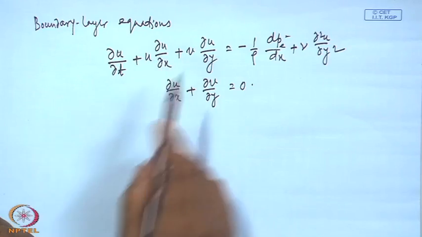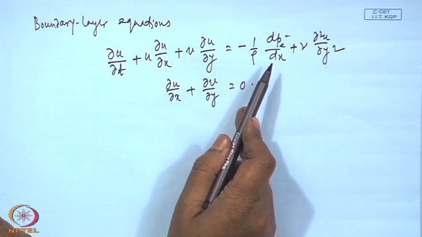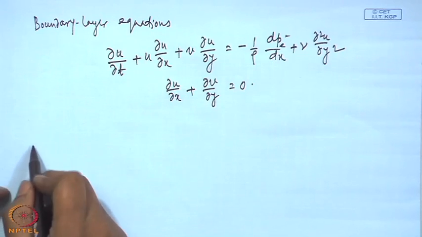The pressure here in this equation is taken as known from the solution of the outer inviscid flow. Now, let us see how that is. So, at the edge of the boundary layer, this equation is satisfied. Okay. Now, at the edge of the boundary layer, what is it?